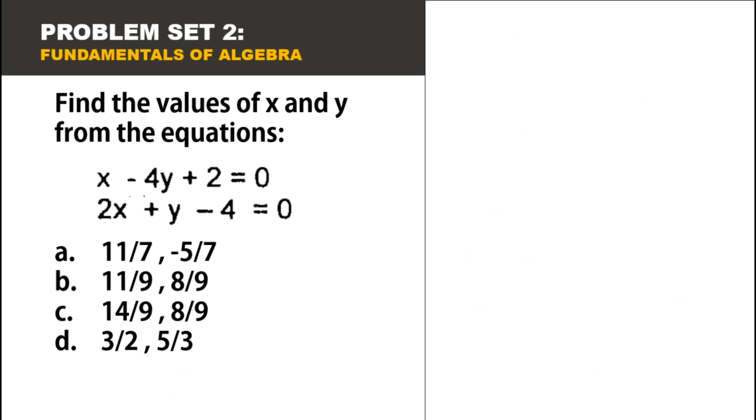So find the values of x and y from the equations. We have x minus 4y plus 2 equals 0. Here we have 2x plus y minus 4 equals 0. We need to multiply the first equation by 2 in order for us to have the same 2x expression for both equations.